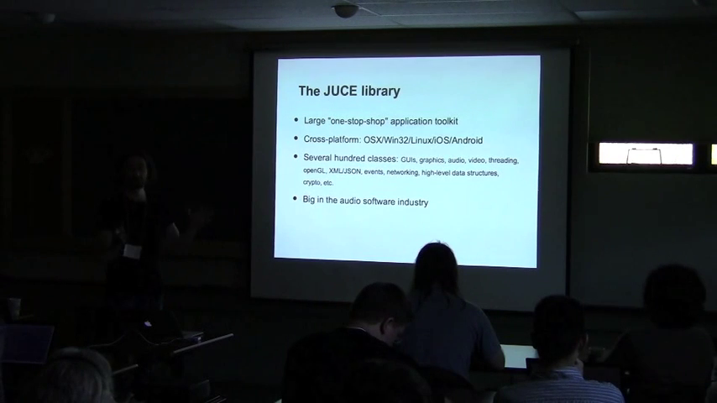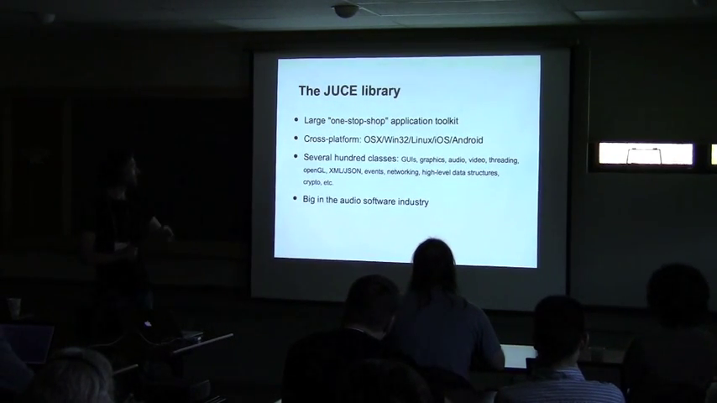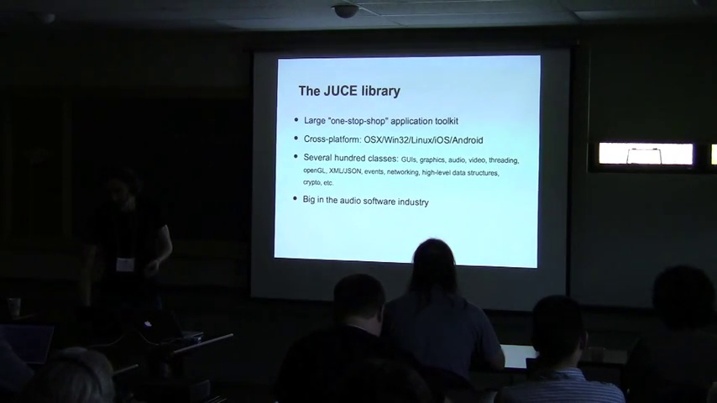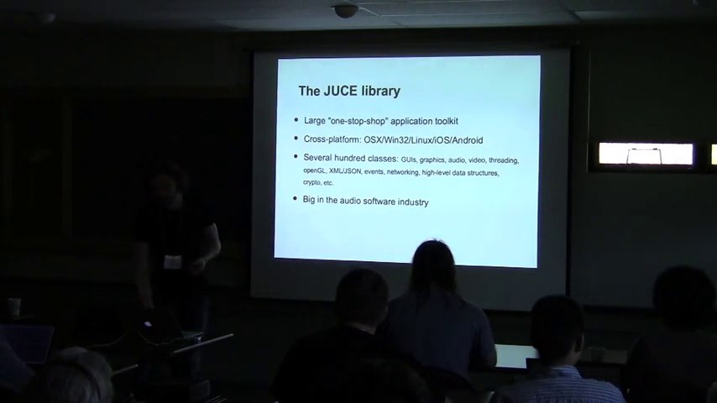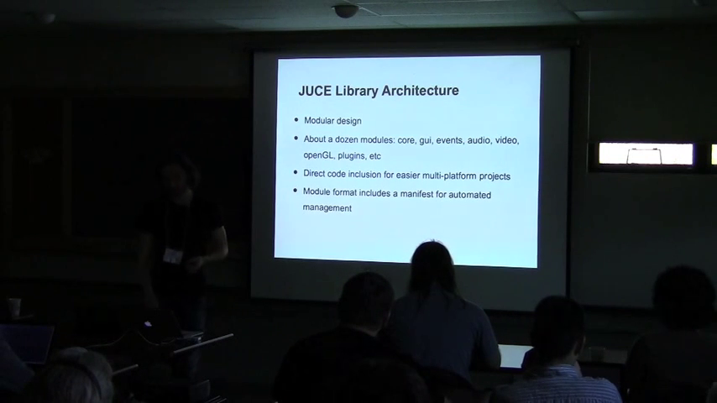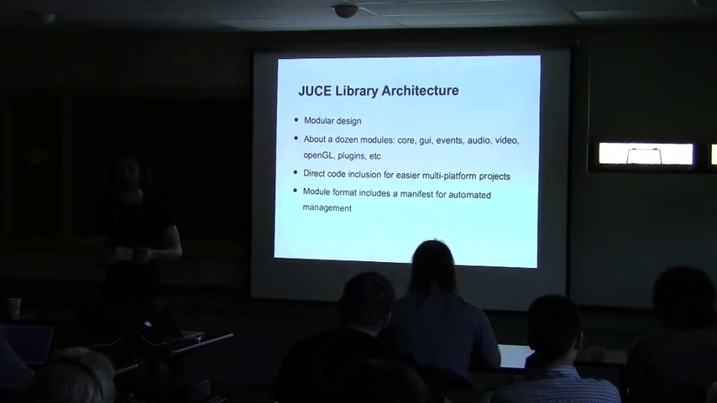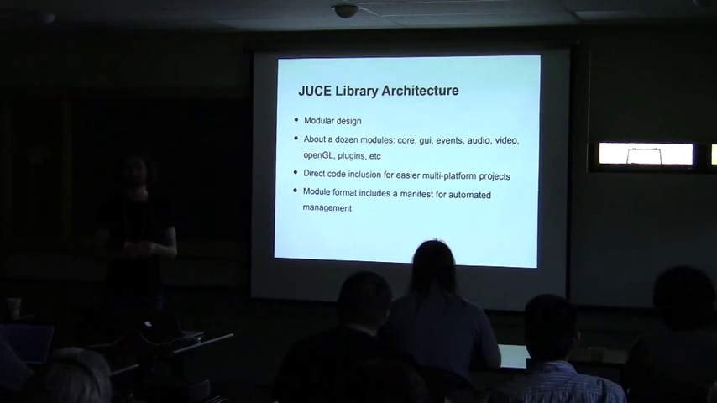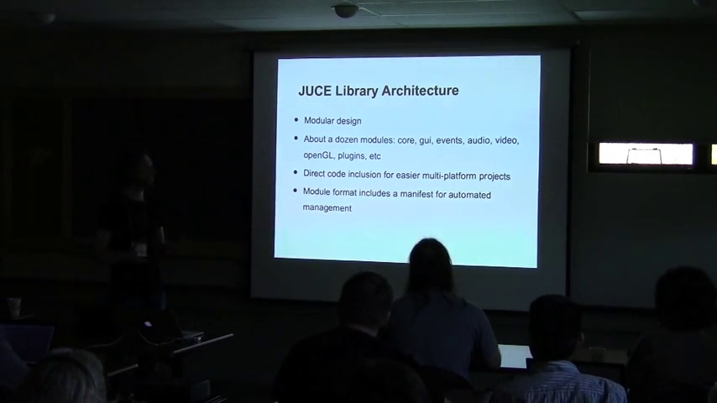This talk's not really about JUCE. I could talk for hours about it, but there's plenty of information on the website if you want to dig into that more deeply. I will talk briefly about the architecture of the library. According to GitHub, it's about 650,000 lines of code, so it's pretty big.